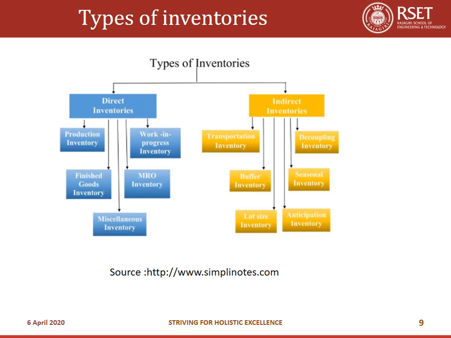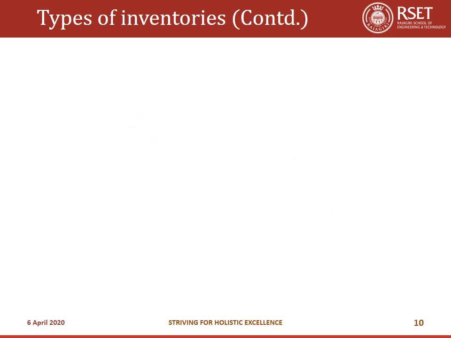Now, there are different types of inventories, direct inventories and indirect inventories. This is a small flow chart that shows the different types of inventories. Direct inventories involve production inventory, work in progress inventory, finished goods inventory, MRO inventory, or different miscellaneous types of inventory. Indirect inventory deals with transportation inventory, decoupling inventory, buffer inventory, seasonal inventory, lot size inventory, and anticipation inventory. Lots of these terms will be new to you, so we will be dealing with them a little bit more in detail.